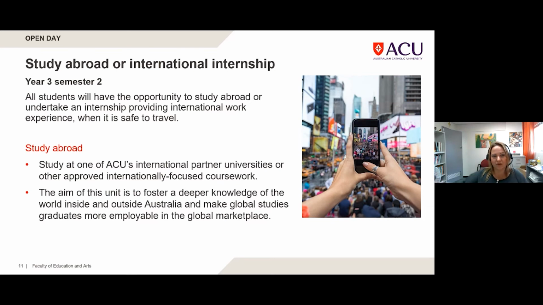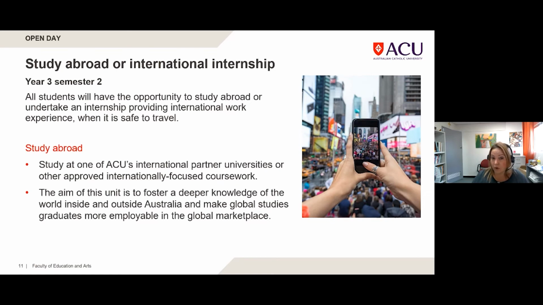And all students will have the opportunity to go overseas for 3 months. So that's a whole semester. And in that 3 months, you'll either study abroad at another university, and ACU has a lot of international partner universities. Many of them are Catholic universities, not all, but many are. So it could be something like St. Paul's University in Chicago in the USA, maybe where you want to go and live and study for a semester.